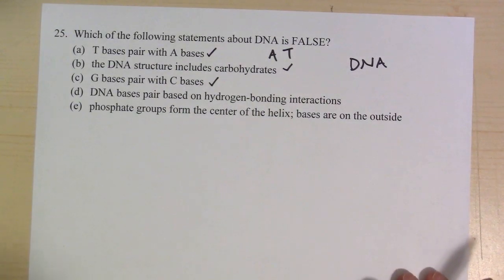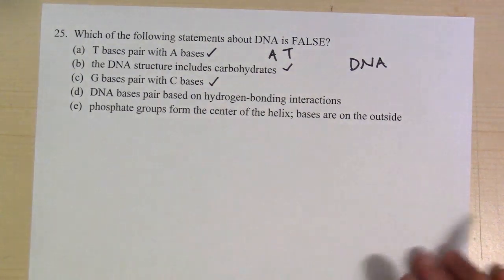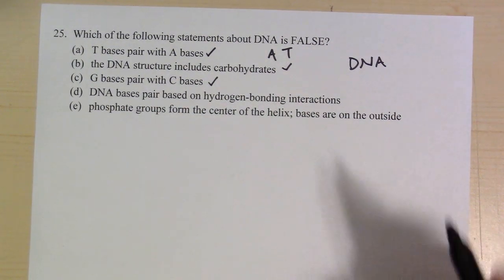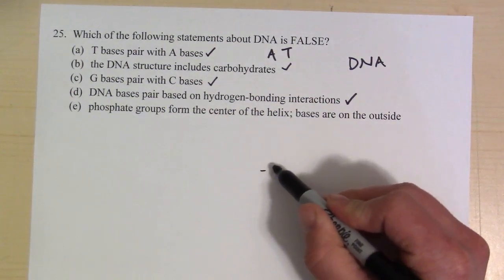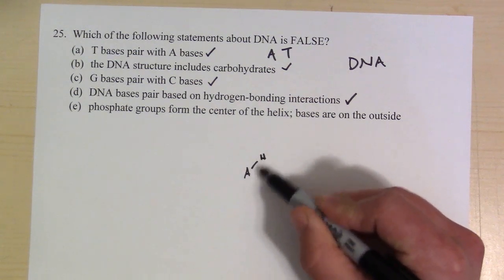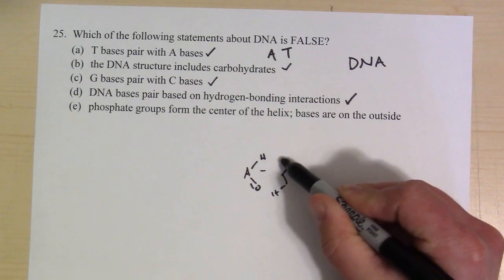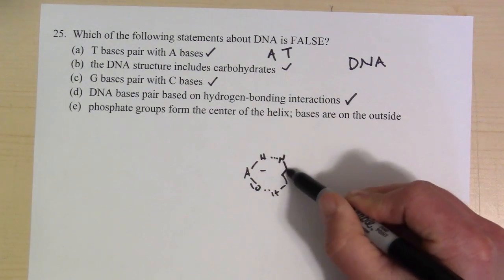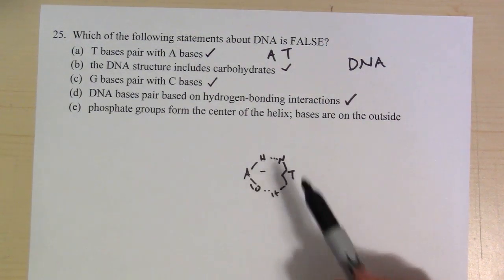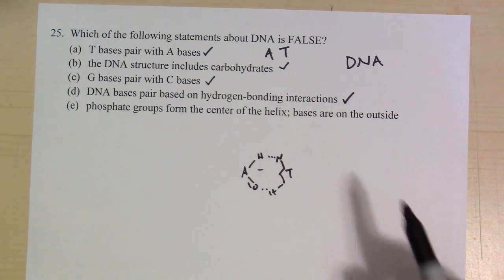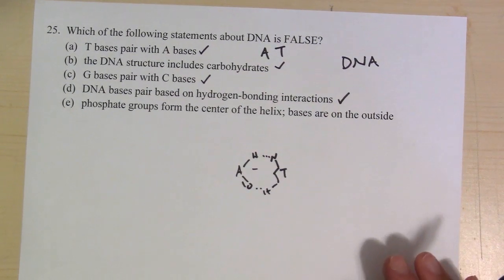DNA base pairs, bases pair based on hydrogen bonding interactions. That is true. When you have A and T, they have hydrogen bonds between the base pairs. That's what keeps the base pairs together. These are not drawn accurately, just to give you an idea. So that is true. E, phosphate groups form the center of the helix, bases are on the outside.